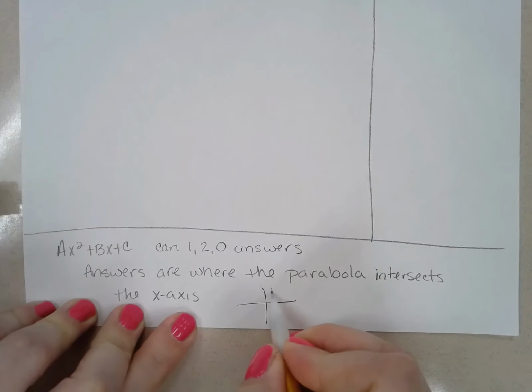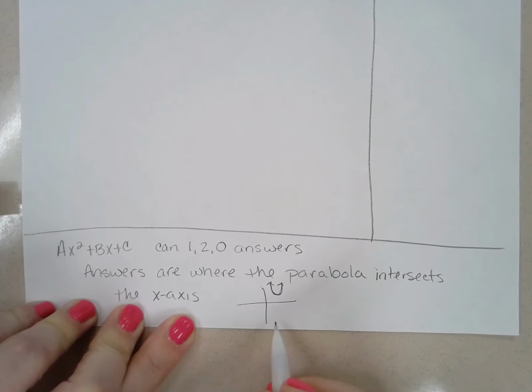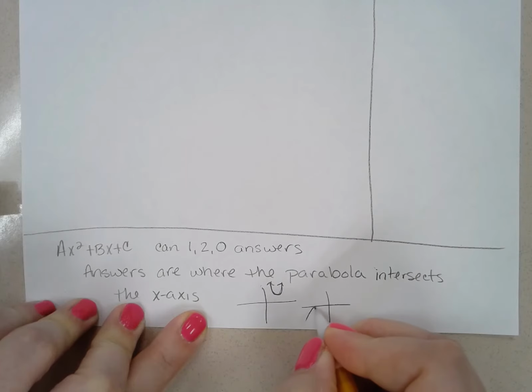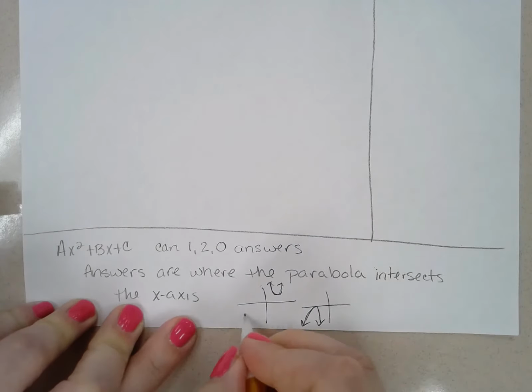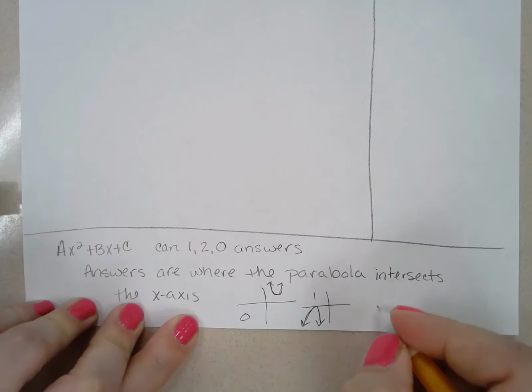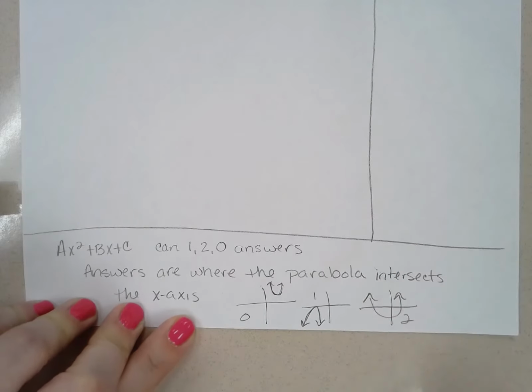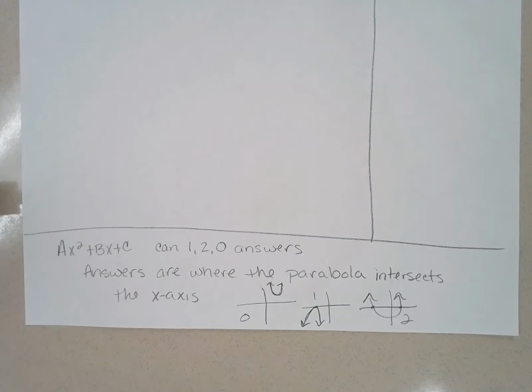If your parabola is out here and never touches the x-axis, then there's going to be 0 answers to that because it never intersects the x-axis. If you have a graph and your parabola touches right at the vertex, that's going to have 1 answer. So there's 0 answers here, there's 1 answer here. And if you have a parabola that does this, you're going to get 2 answers. Here we don't touch the x-axis at all. We touch the x-axis in 1 spot. Here we touch the x-axis in 2 spots. So that's what we're going to be looking for.